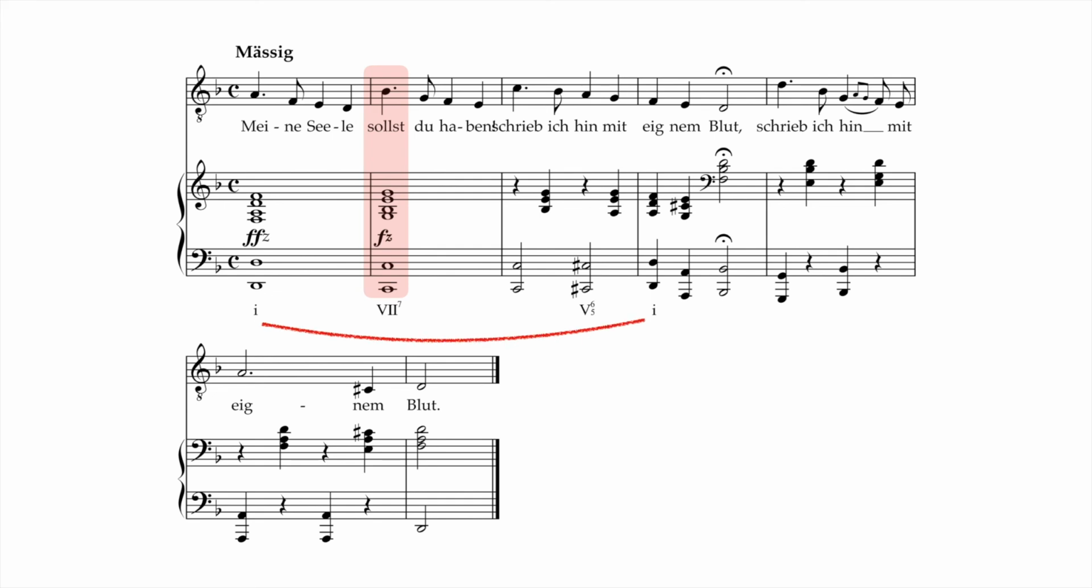Meine Seele sollst du haben, schrieb ich ihn mit eigenem Blut. Schrieb ich ihn mit eigenem Blut.